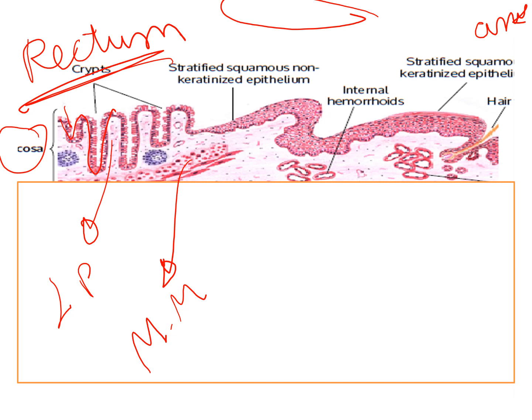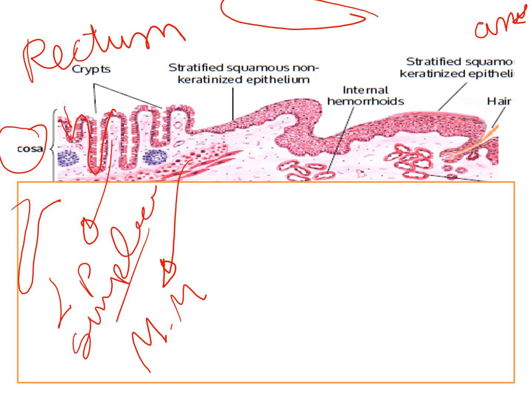Let's see what happened to each layer, starting with the epithelium. In the rectum, we were seeing that the epithelium was showing deep invaginations. This deep invagination was called crypt. What is the lining epithelium here? The lining epithelium here in the rectum was simple columnar epithelium, as we mentioned before. Can you see here what happened to the crypt?